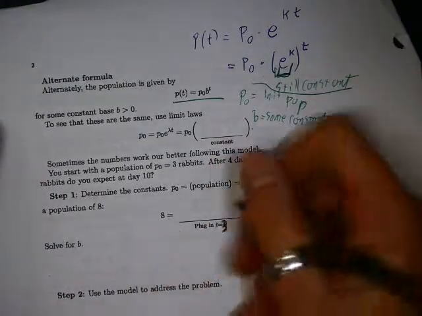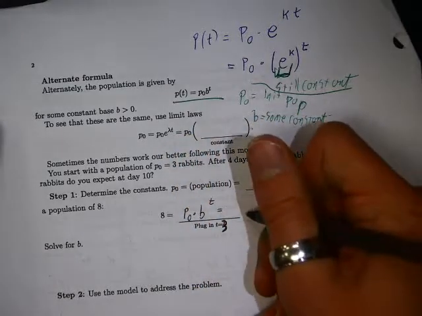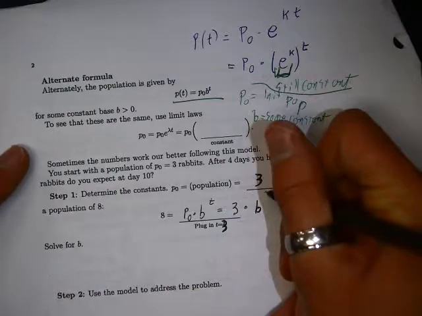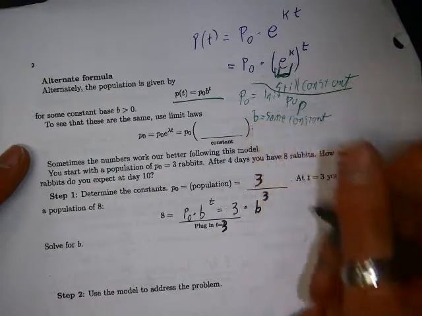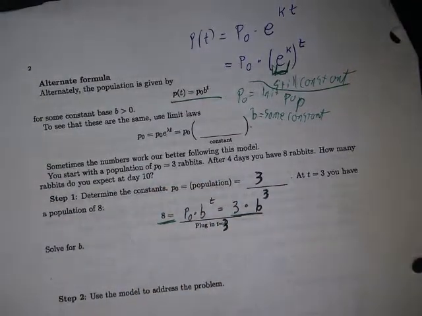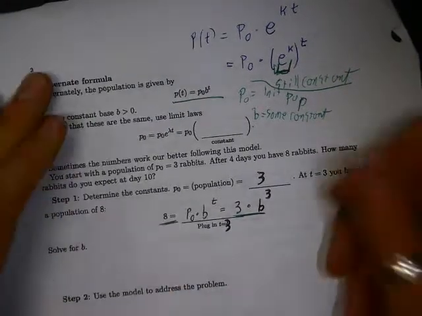That 8 should be P0 times b to the t, and I know almost everything here. P0 is 3, times b, which I don't know, raised to the 3. So 8 is equal to 3 times b raised to the power 3. Does that look like I could solve that equation for b? What would you want to do to solve that equation for b? You could try to rewrite it in log form. Let's see what happens if we do that.